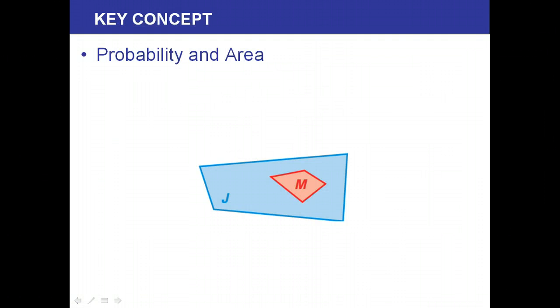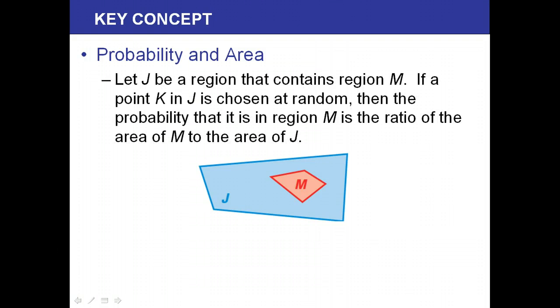Probability and area. Probability that a point randomly chosen inside of J will also be inside M will be the area of M compared to the area of J.